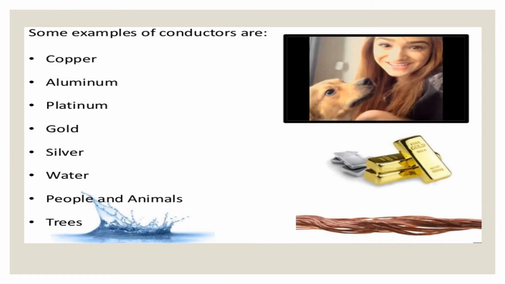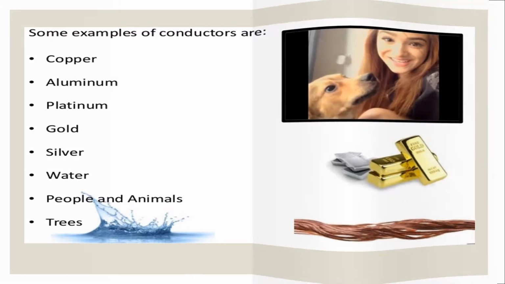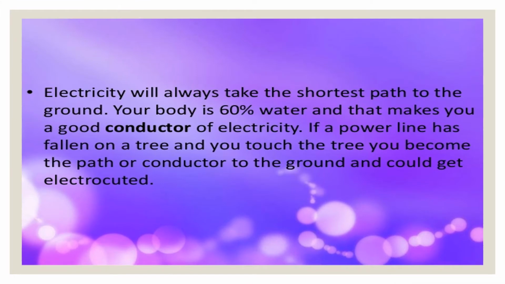Some examples of conductors are copper, aluminium, platinum, gold, silver, water, people and animals, trees. Electricity will always take the shortest path to the ground. Your body is 60% water and that makes you a good conductor of electricity. If a power line has fallen on a tree and you touch the tree, you become the path or conductor to the ground and could get electrocuted.